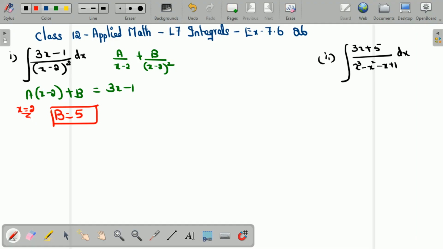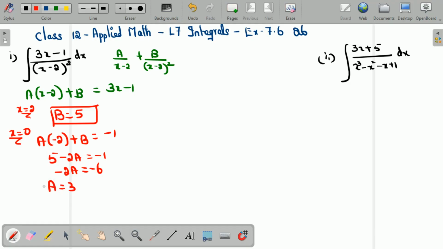Now to find the value of a, you can put any value of x. In order to keep the calculation minimum, I am putting x is equal to 0. So this means a into minus 2 plus b is equal to 0 into 3, 0 minus 1. So let's put the value of b here. So 5 minus 2a is equal to minus 1. So minus 2a is equal to minus 6, which means a is equal to 3.